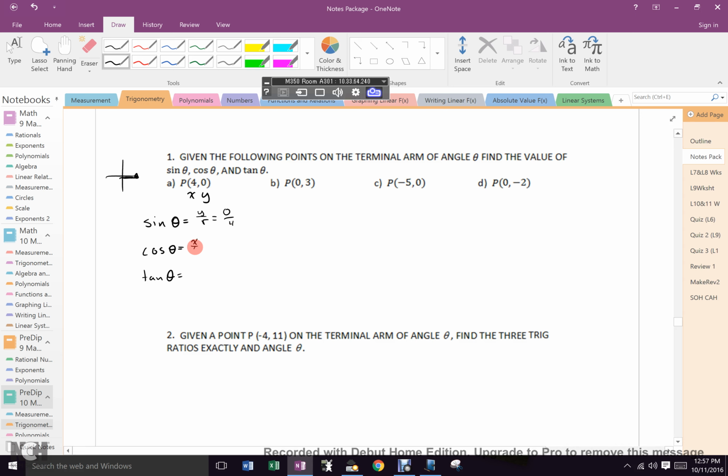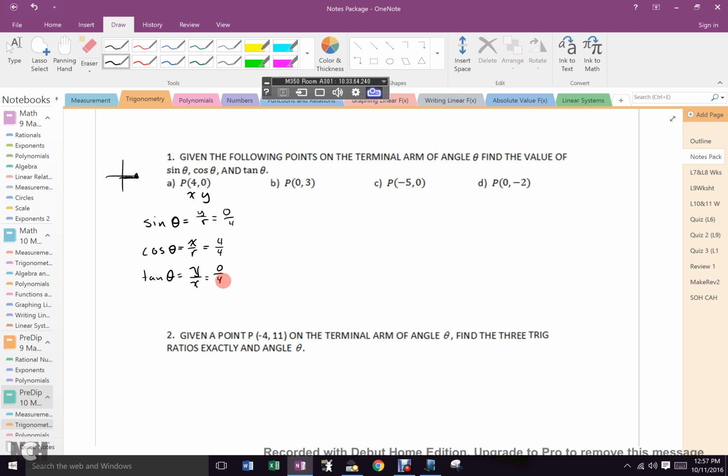What's the cos? Cos is X over R. Oh, not 4, dummy head. X over R. What's R? 4. What's X? 4. So it's 4 over 4, which is 1. What's tan? 0 over 4, because tan, I forgot to write it, is Y over X. 0 over 4. Everyone good?